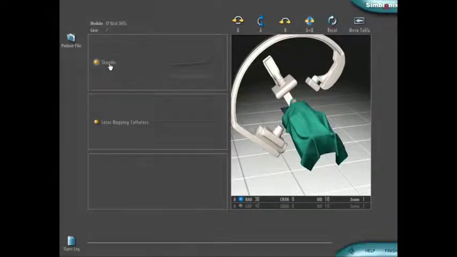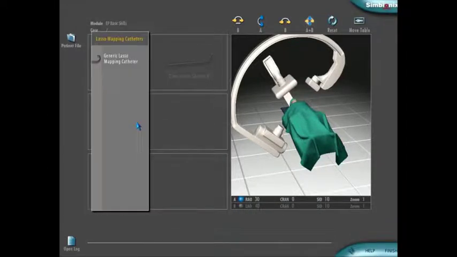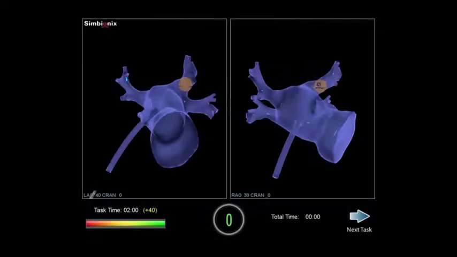Here the simulation, the real lab, is reproduced in the simulation. But then you see here the exercise, which is very much appreciated by fellows, of mapping in a LAO on the left side and RAO projection the pulmonary veins, left pulmonary vein and right pulmonary vein, by using the sheath and the circular mapping catheter.